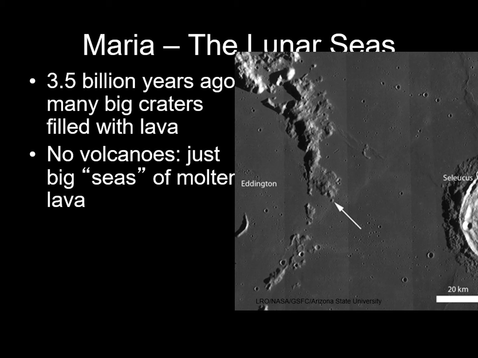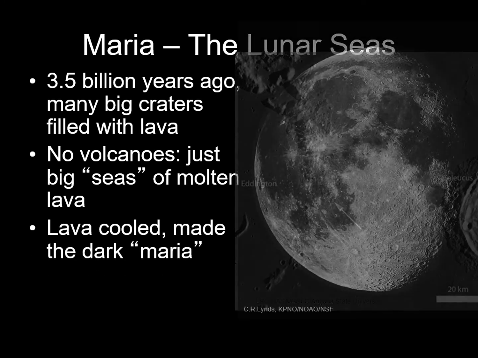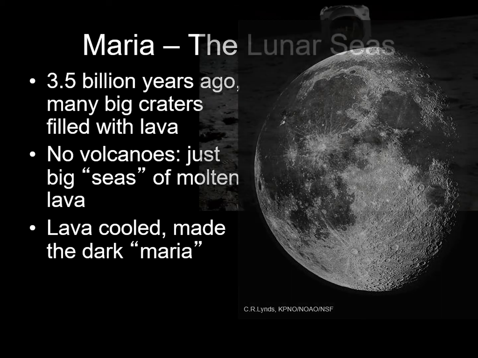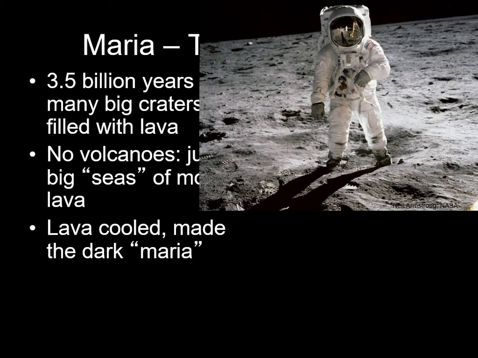Instead, the basins were filled with large seas of volcanic rock, very similar to the rocks that make up the Earth's ocean crust. In this image, you can see where the lava flooded craters right up to the edge of their walls. We can still see these regions as the dark sections of the Moon's surface. We call the dark regions maria, or seas. The first people to stand on the Moon's surface landed on one of these maria.